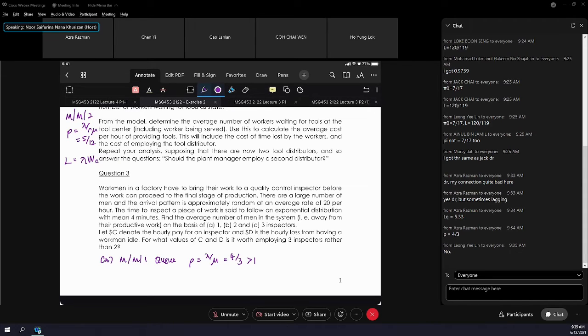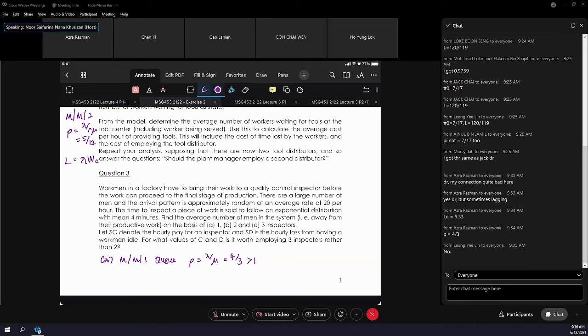Okay, so for the infinite queue model, the first thing that you have to do is check the value of your rho. If it is greater than 1, then you don't have to calculate the rest, because no steady state solution exists. Hence the number in your queue will just increase, and the system will never reach its steady state.